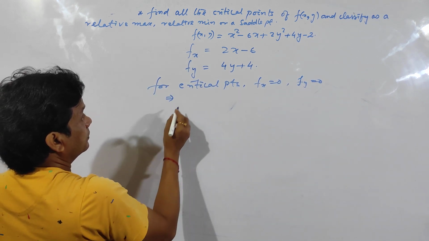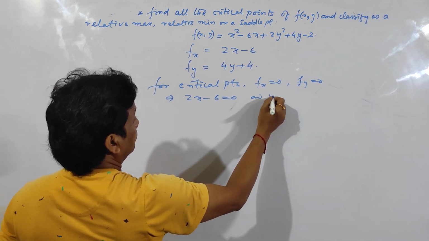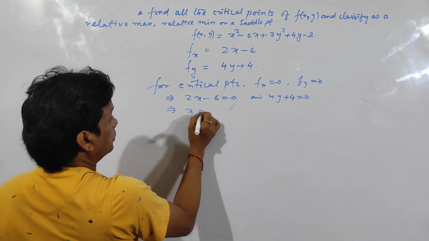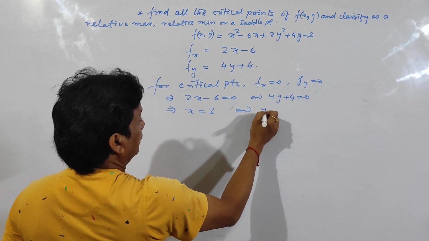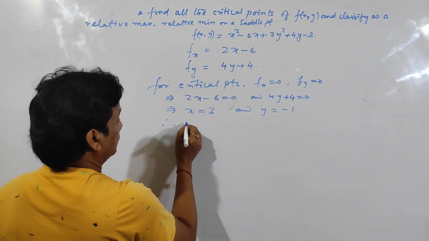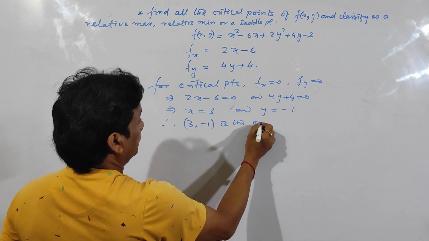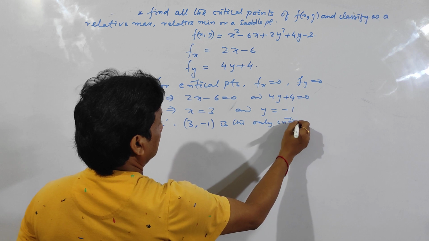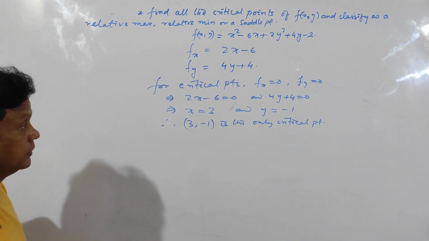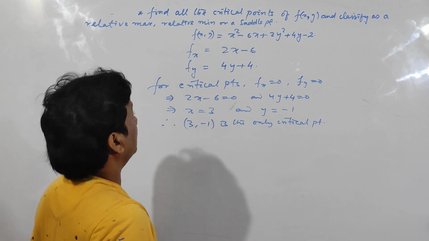So it implies 2x minus 6 equal to 0 and 4y plus 4 equal to 0. So it implies x is equal to 3 and y is equal to minus 1. So therefore, only one critical point. So (3, -1) is the only critical point. Clear?